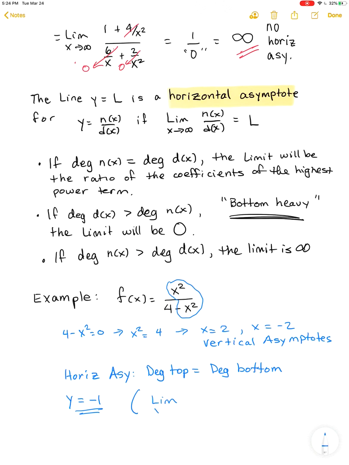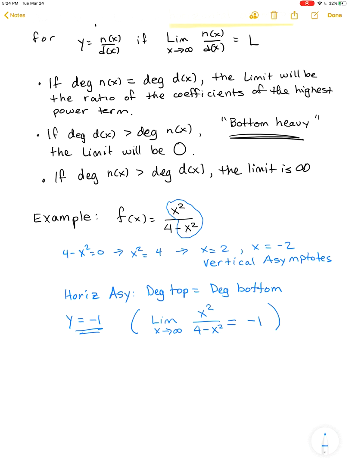Or if asked another way, I'm saying that the limit as x goes to infinity of x squared divided by 4 minus x squared is equal to negative 1. The ratio of the coefficients. Okay. So what we know so far is that there are 2 breaks in the graph. So here's what we have so far. At negative 2 and +2 we have asymptotes that way, and at -1 we have a horizontal asymptote that way.